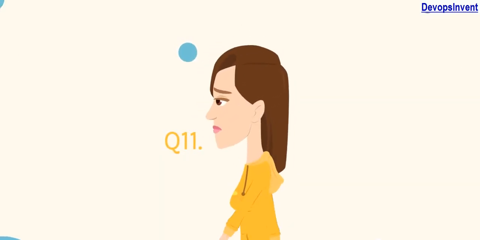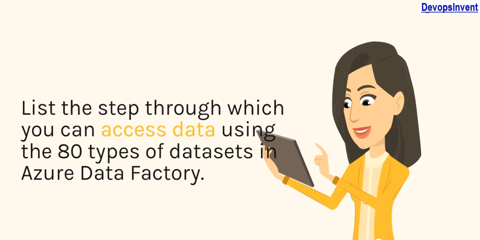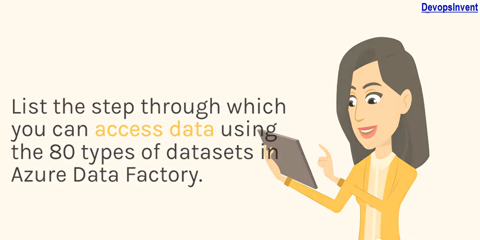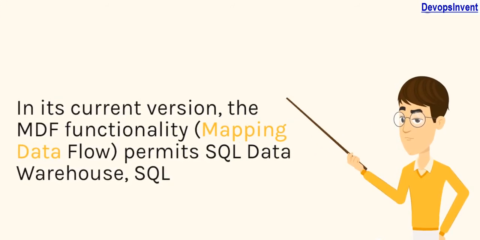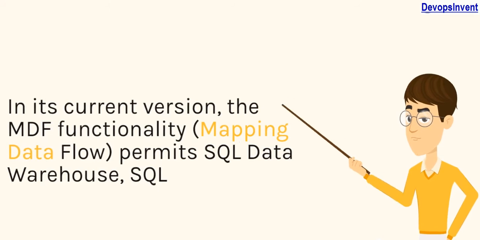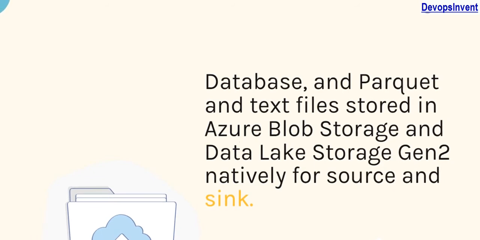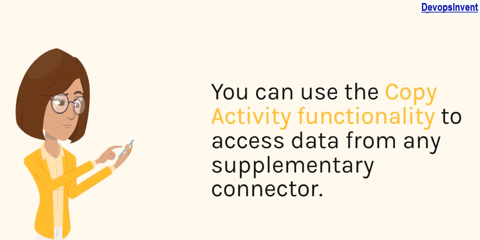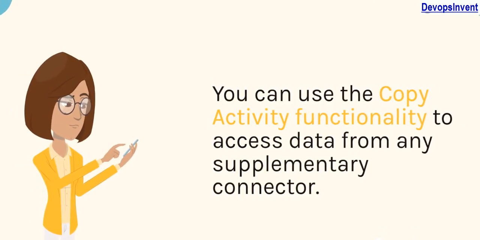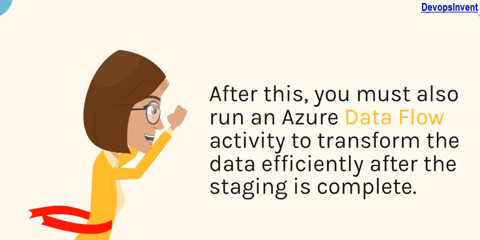Q11. List the steps through which you can access data using the 80 types of datasets in Azure Data Factory. In its current version, the MDF functionality, mapping data flow, permits SQL Data Warehouse, SQL database, and Parquet and text files stored in Azure Blob Storage and Data Lake Storage Gen 2 natively for source and sink. You can use the copy activity functionality to access data from any supplementary connector. After this, you must also run an Azure Data Flow activity to transform the data efficiently after the staging is complete.